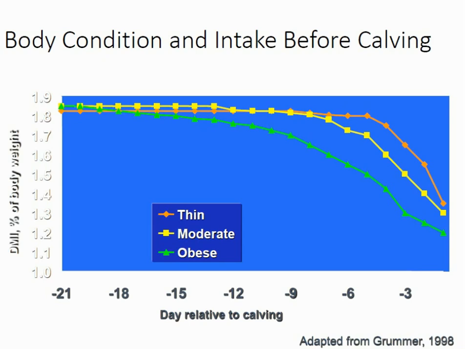This slide just shows what happens if you're a fat cow. You're at a much greater risk of having this more rapid decline in dry matter intake, and this is expressed in terms of percentage of adult body weight. So what we can take from this graph here is that fat cows have a lower intake than thin cows, and that drop off occurs several days before the cow starts to calve.